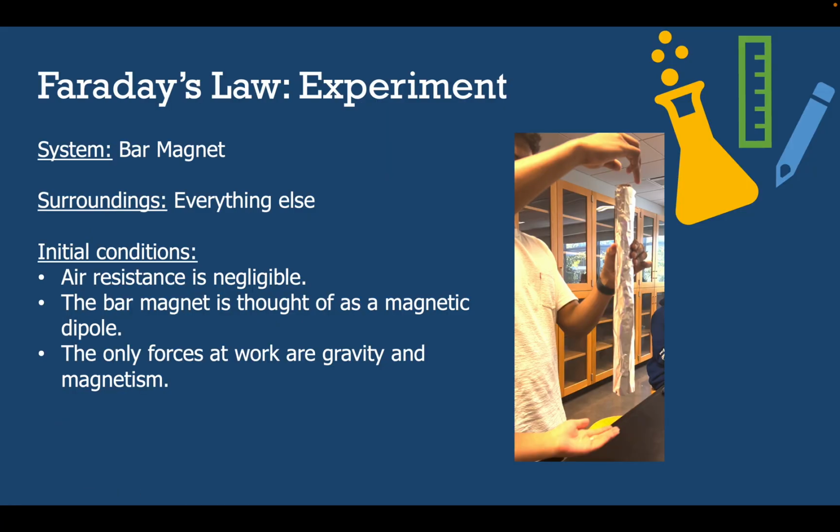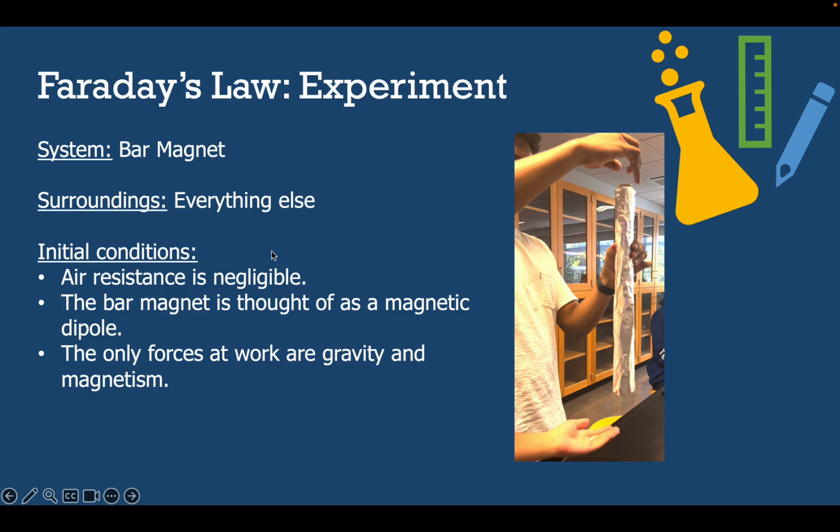So here's a quick summary of the physical setup. As you can see, the system is the bar magnet and the surrounding is everything else, including this aluminum foil that you can see in this picture. The initial conditions of the physical setup are that air resistance is negligible, the bar magnet is thought of as a magnetic dipole, and the only forces at work here are gravity and magnetism.